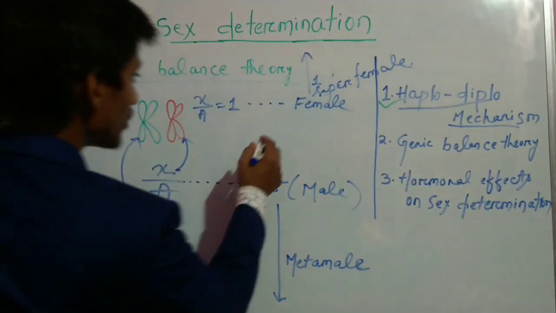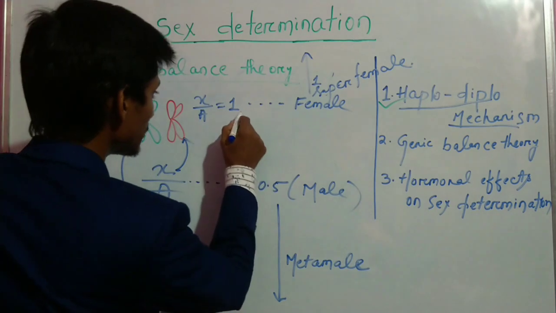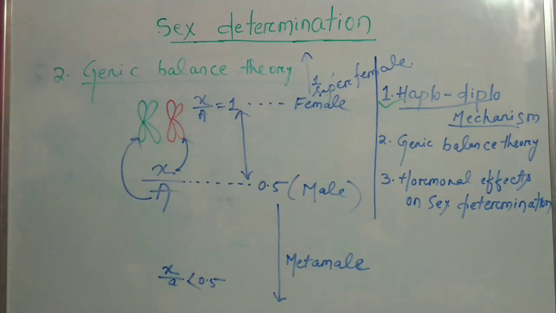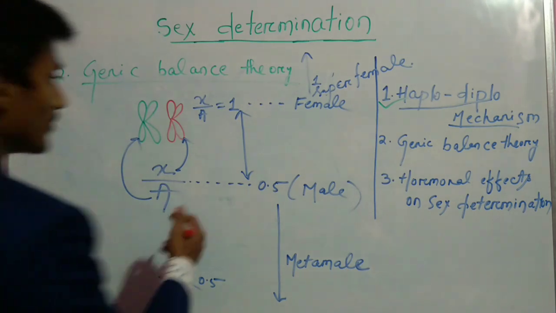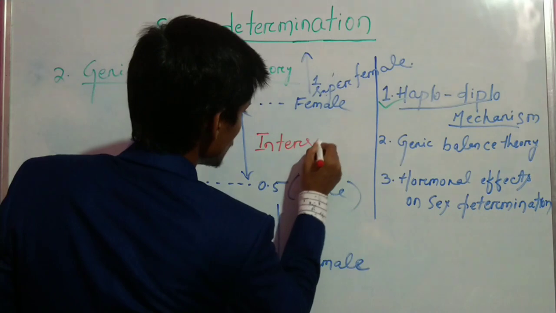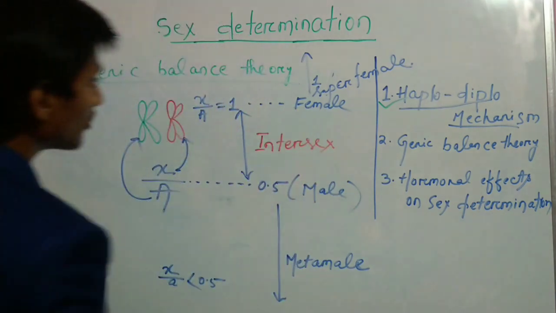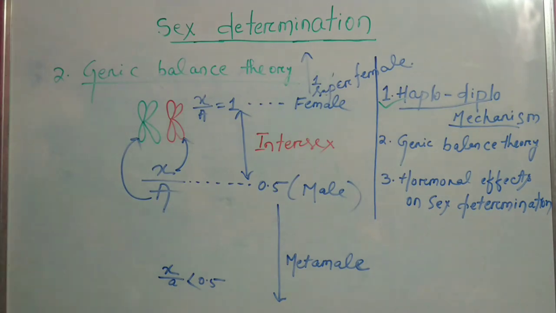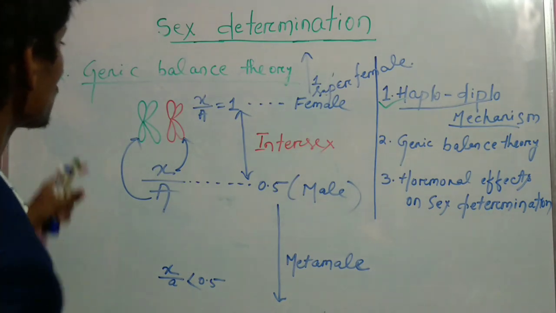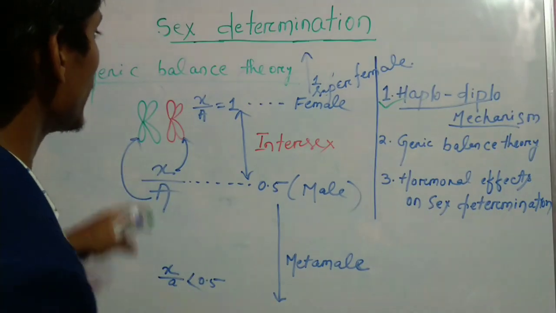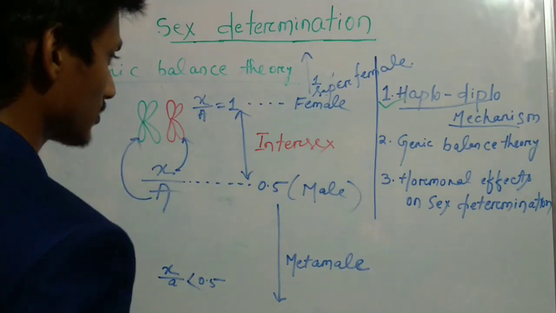And if the ratio is in between 0.5 to 1, then the drosophila will have intersex. That is, both the characters of male and female will be observed in that drosophila. So this is all about the genic balance theory. Although it is applicable in case of drosophila and some other insects, it fails to explain in case of higher organisms.